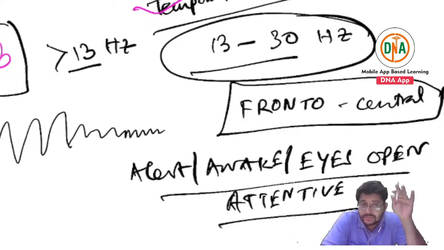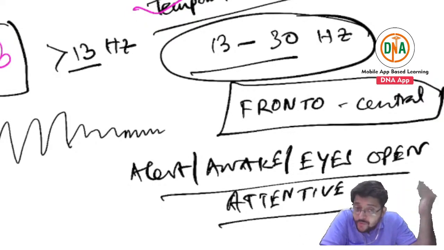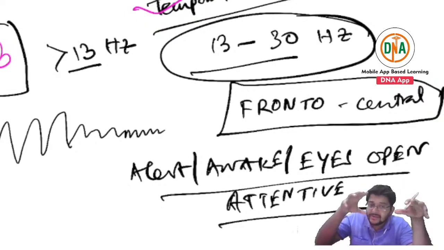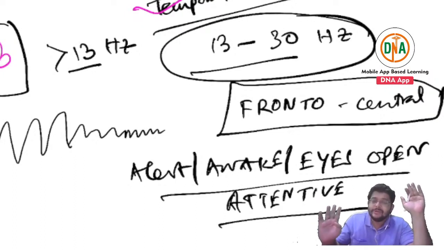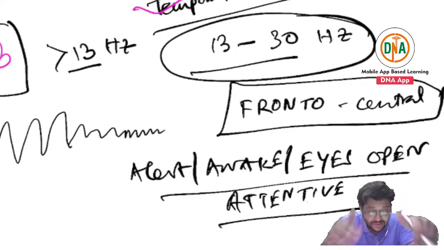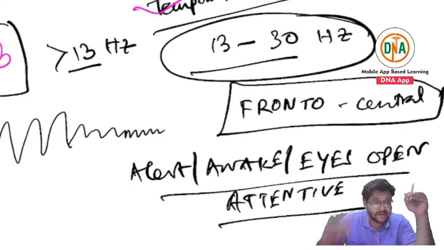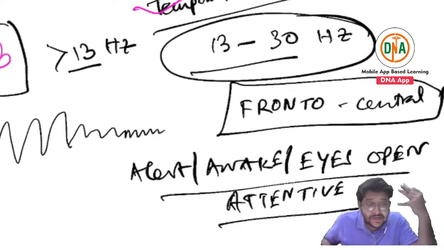Understand? Alpha was there: alert, awake, eyes closed, wandering mind. Now you are moving towards more focus. That means we are getting into the subject. We are studying. First, thinking about study is alpha wave. Now I have actually opened my book and I am going into the study. I have started studying, beta wave, because I have to study with my eyes open. I can't study with my eyes closed.